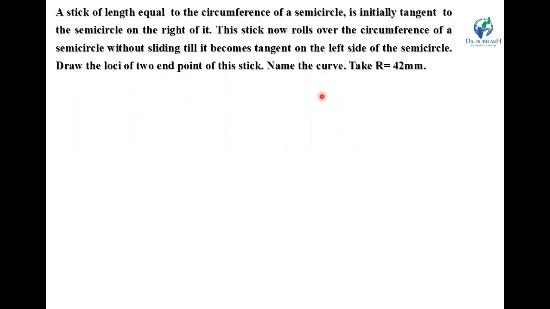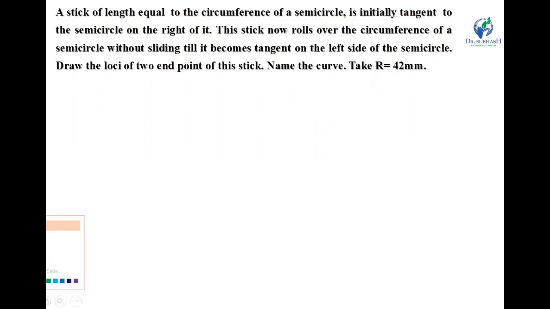Now let us see one more example. A stick of length equal to the circumference of a semicircle is initially tangent to the semicircle on the right of it. This stick now rolls over the circumference of the semicircle without sliding till it becomes tangent to the left side of the semicircle. Draw the loci of the two endpoints of the stick. Name the curve. Take radius equal to 42 mm.